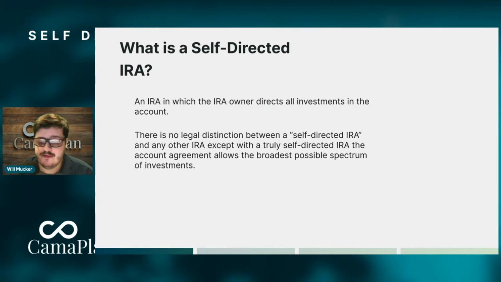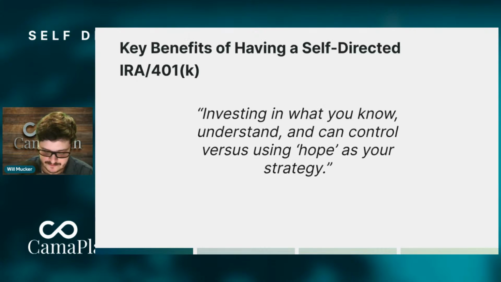You might go to Schwab or Fidelity or Vanguard, and they may say you have a self-directed IRA, but what they mean is you can direct your IRA into anything off of this list. With a truly self-directed IRA, like the ones at Cama Plan, there is no list. You find the investment that is right for you, and we help facilitate the transaction into that investment.